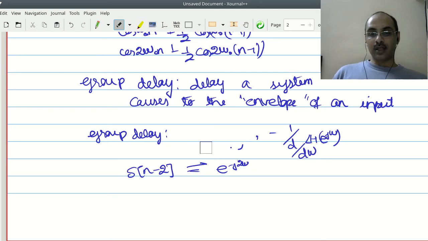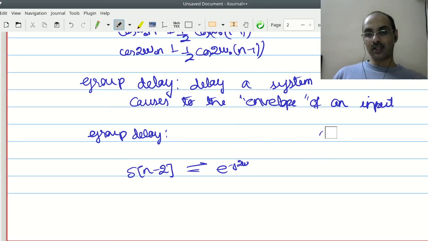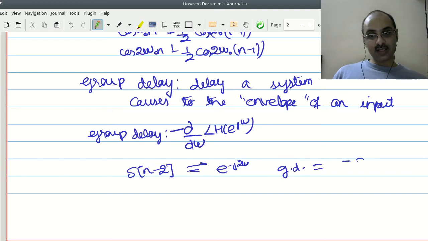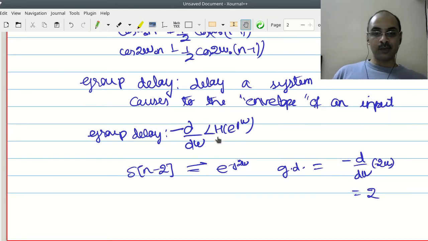Actually, sorry. This is the group velocity. I'm sorry. I'll change this. It's dou by dou omega of angle of h of e per j omega. Yeah. So now what is the angle of h of e per j omega here? Alright, group delay is equal to, the angle is minus 2 omega, so it's minus d by d omega of minus 2 omega, in fact, which is plus 2.